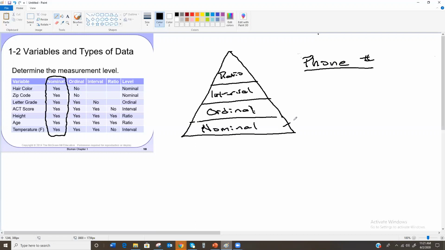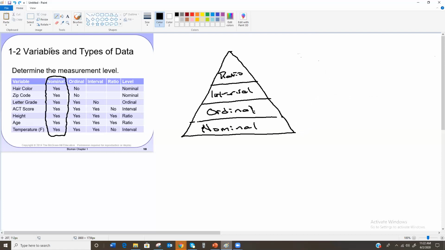Yep. So phone numbers or area codes, which is pretty related to phone numbers, those are just nominal because the order of them doesn't really mean anything. The zip codes, phone numbers, and area codes are all three things that are that rare case of numbers that don't reach the ordinal level, because most numbers reach the ordinal level. They really do. But phone numbers, zip codes, and area codes just really don't.